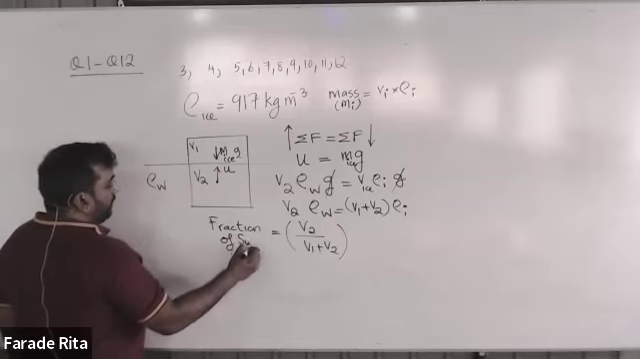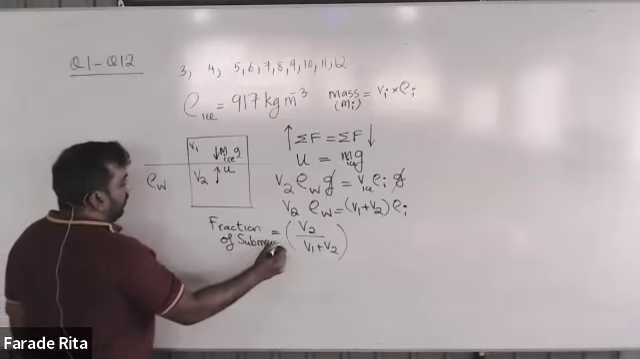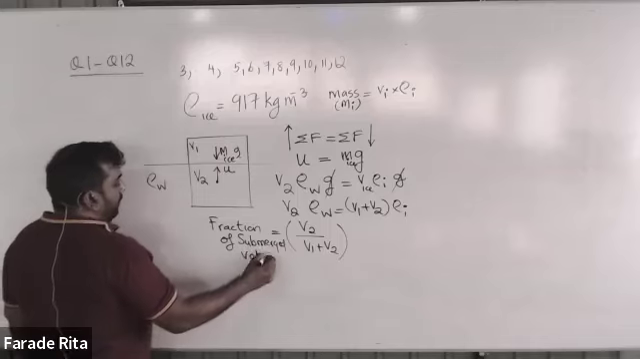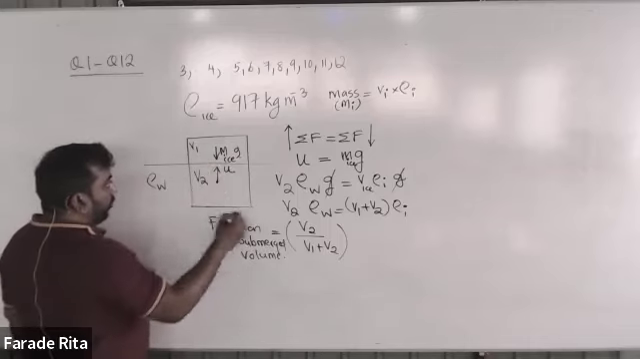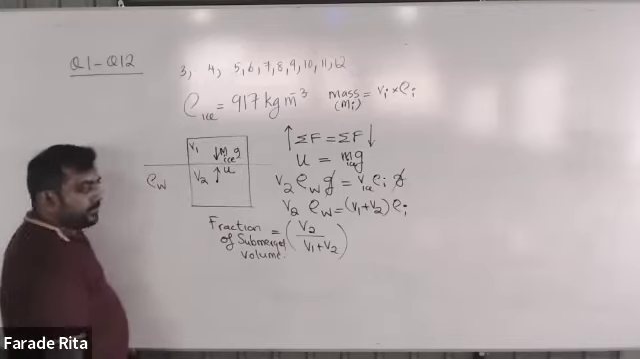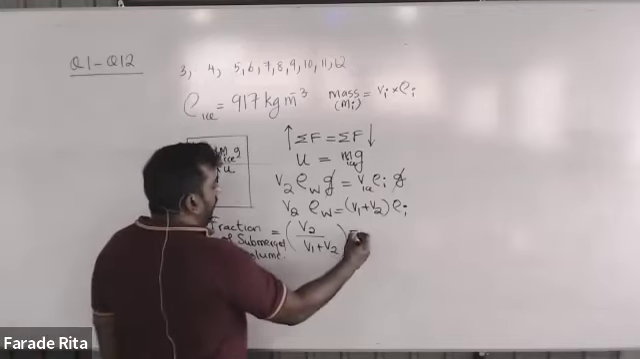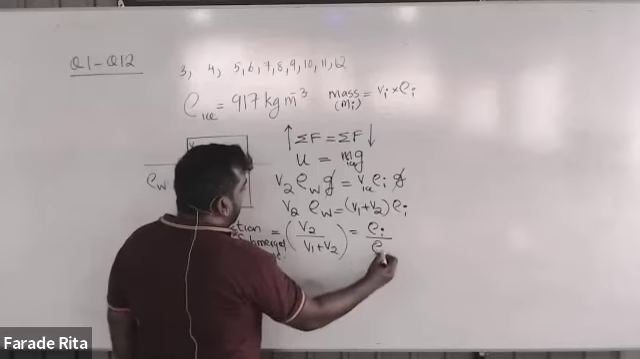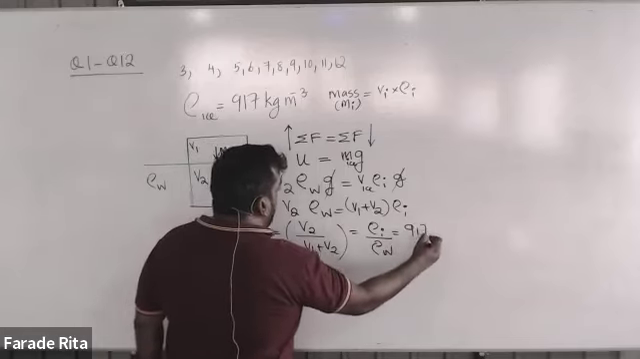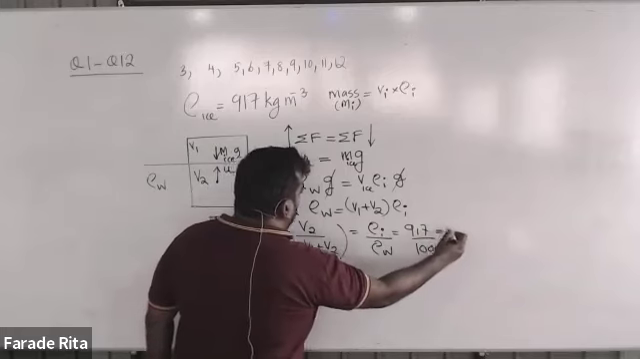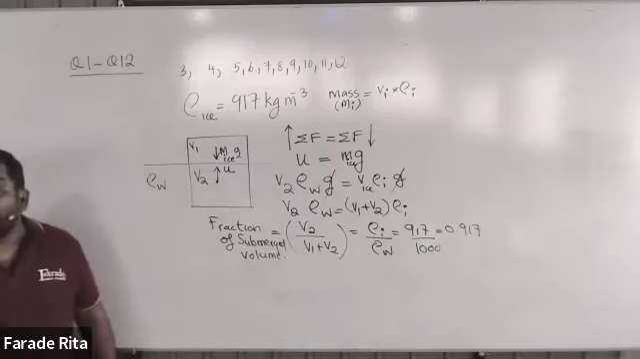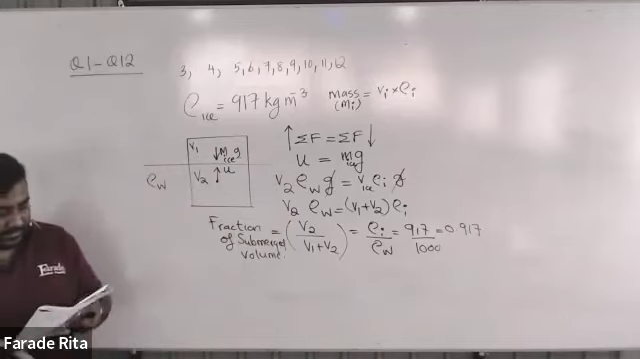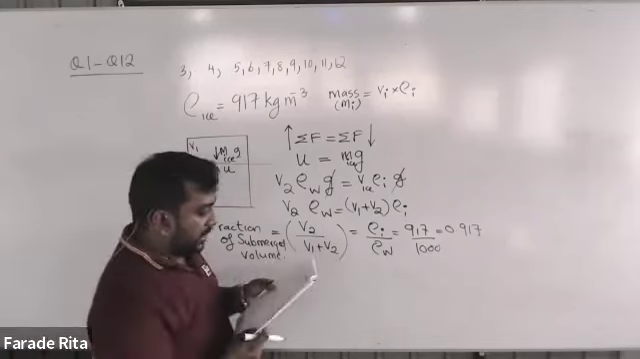What do you mean by fraction of submerged volume? Submerged volume divided by the total volume. That is equal to density of ice divided by density of water. 917 divided by 1000, that is 0.917. Are they asking this? No. They are asking for the fraction of the volume above water. Read the question.